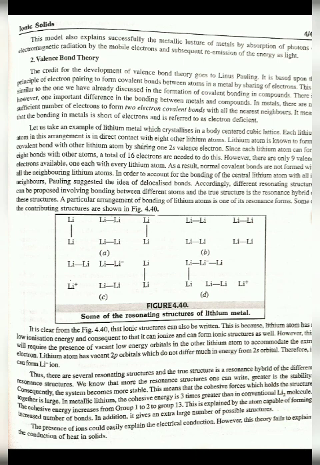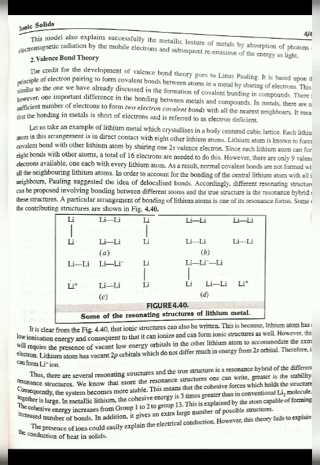Lithium atom has vacant 2p orbitals which do not differ much in energy from the 2s orbital. Therefore, it can form the lithium negative ion. Thus, there are several resonating structures, and the true structure is a resonance hybrid of the different resonance structures.